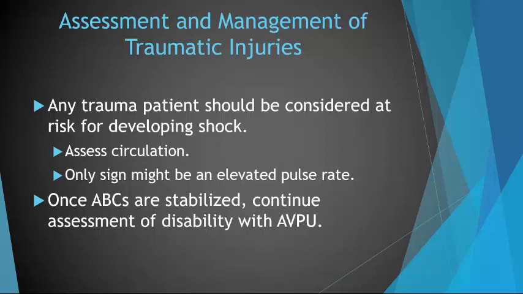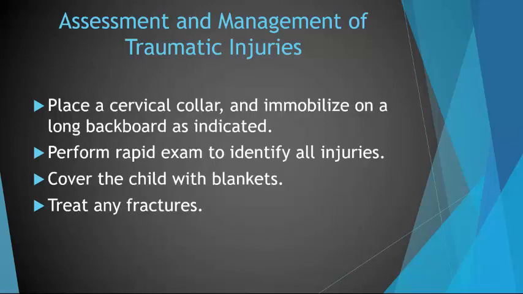Remember, kids have remarkable capacity for peripheral vasoconstriction and to compensate despite significant injury. If the MOI is concerning and the child is tachycardic, assume compensated shock and initiate volume resuscitation with 20 mL per kilogram isotonic fluid, normal saline or lactated Ringer's. Once ABCs are stabilized, continue assessment of disability with AVPU. Place cervical collar and immobilize on a long backboard as indicated.